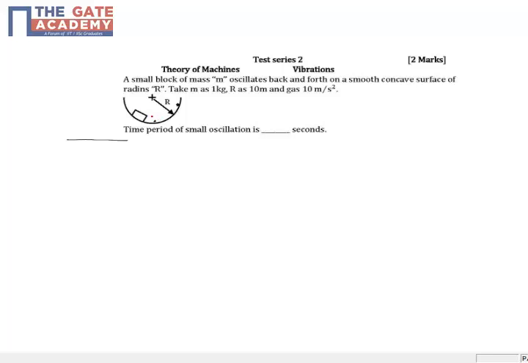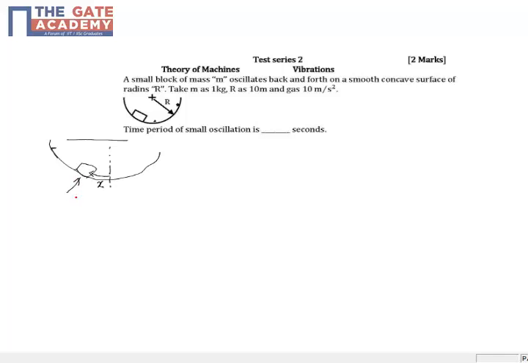Which is not a real life scenario. In real life, after one or two oscillations, it will stop because of the friction between the surface and the block. But in this problem we have to imagine that there is no friction. So what we do in these kinds of problems is, from the equilibrium position or from a reference position, we take a distance x, and we try to draw the free body diagram.